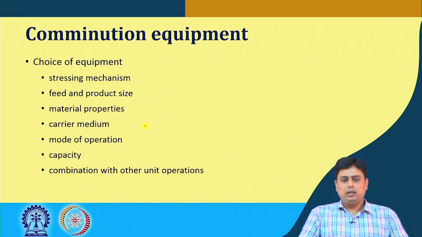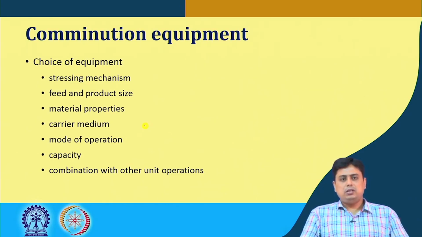The other logically important parameter is the material property. Based on its physical properties, its strength, appropriate equipment has to be chosen. If it is not just solids, but is being carried with a certain carrier medium, then that also dictates the choice of equipment. If the materials are abrasive and being carried in suspension, it cannot be used in all the classical machines that we have for size reduction.